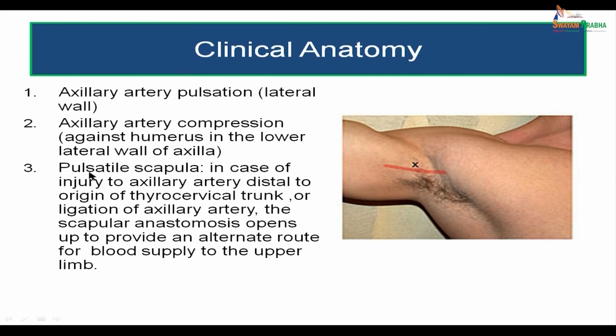We have a very interesting condition called pulsatile scapula. In the case of an injury to the axillary artery distal to the origin of the thyrocervical trunk, or in case the axillary artery has been tied or ligated, this scapular anastomosis opens up and provides an alternate route for the blood supply to the upper limb. In this condition, if we place our hand over the region of the scapula, we can feel a pulse over that region. That is why the word pulsatile scapula.